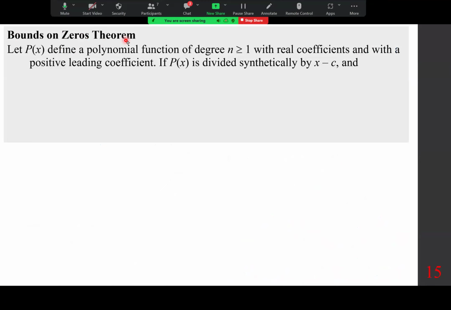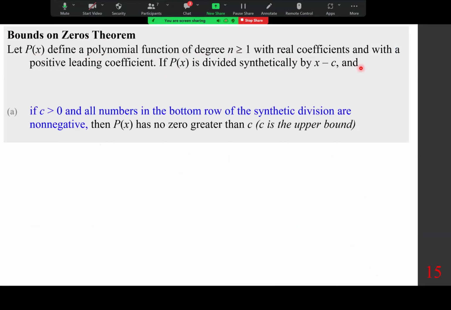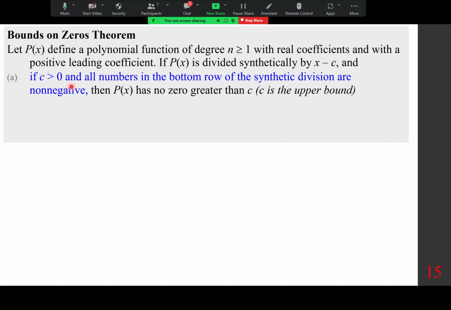Bounds on zeros theorem. Let P of x define a polynomial function of degree n greater than or equal to 1, with real coefficients and with a positive leading coefficient. If P of x is divided synthetically by x minus c, and if c is larger than 0 and all numbers in the bottom row of the synthetic division are non-negative, then P of x has no zero greater than c. c is the upper bound.